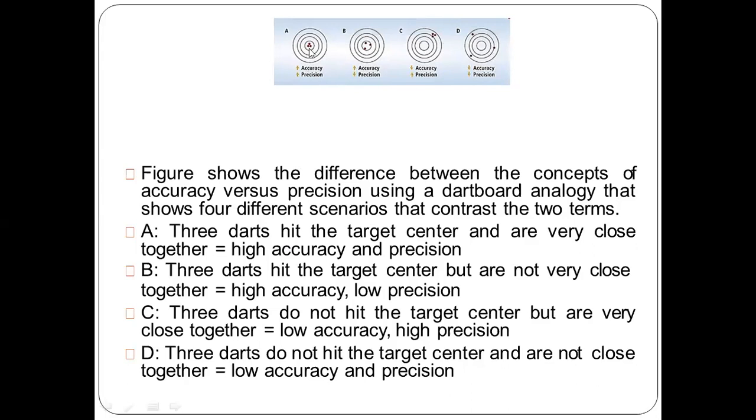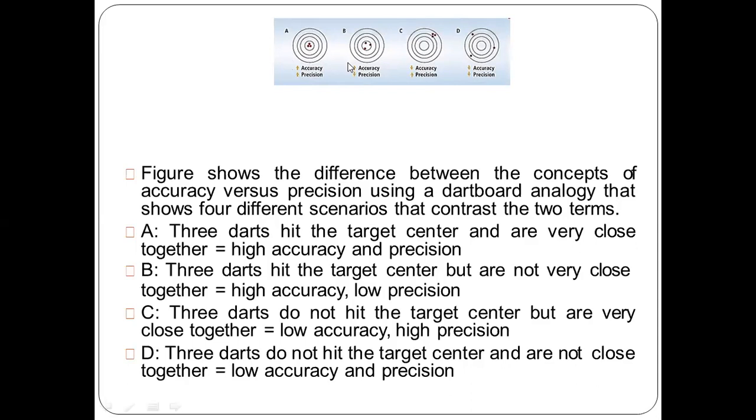That's why these three darts are very accurate, but they are also precise, because these values have very little difference between them. So these three values are also precise. When you are getting your dart at the center point, at a closer point, in this case high accuracy with high precision is maintained.